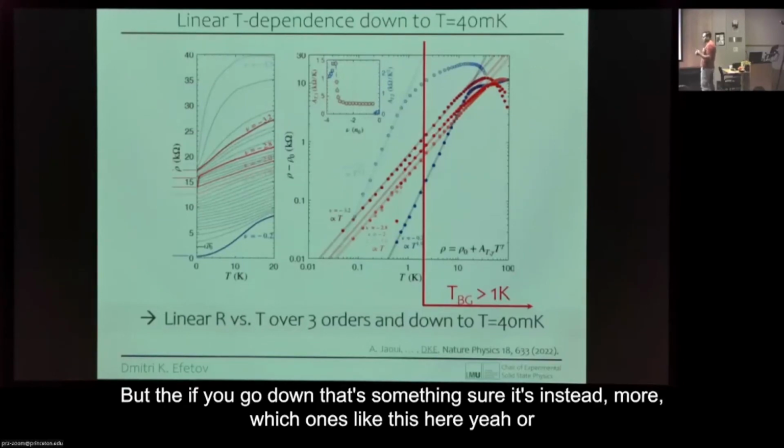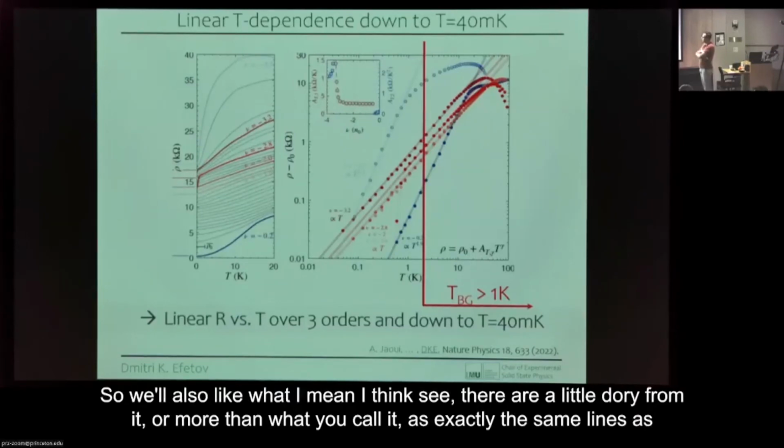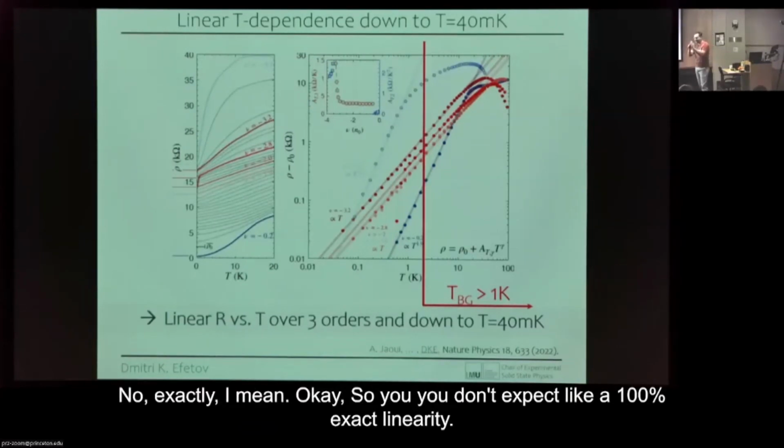So you see, there are a lot of darker reds, or more red, whatever you call it, which is exactly on the same line as the one that you fit, right? No, exactly. So you don't expect 100% exact linearity. Also in the cuprates, you don't. Also the pnictides, you don't observe that. So we're just trying to see if there is an actual distinction between these two, the acoustic version, purely a strength level.